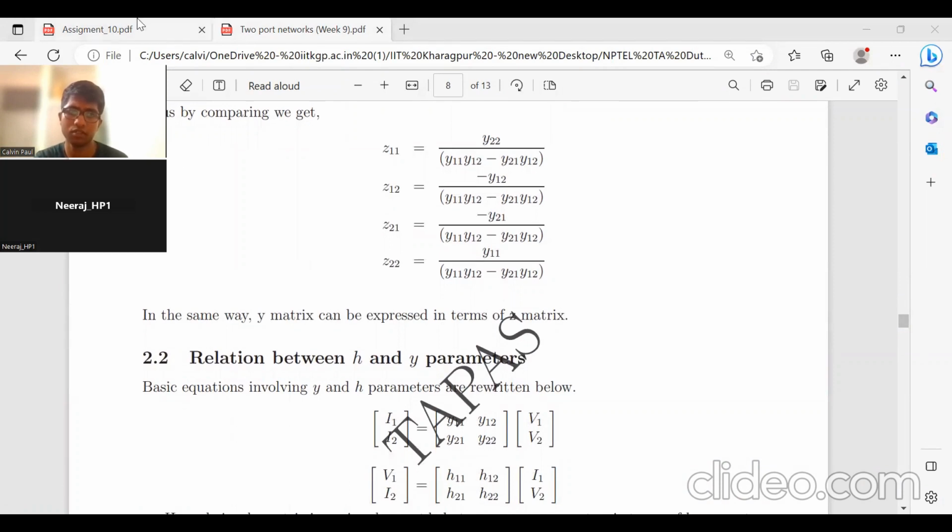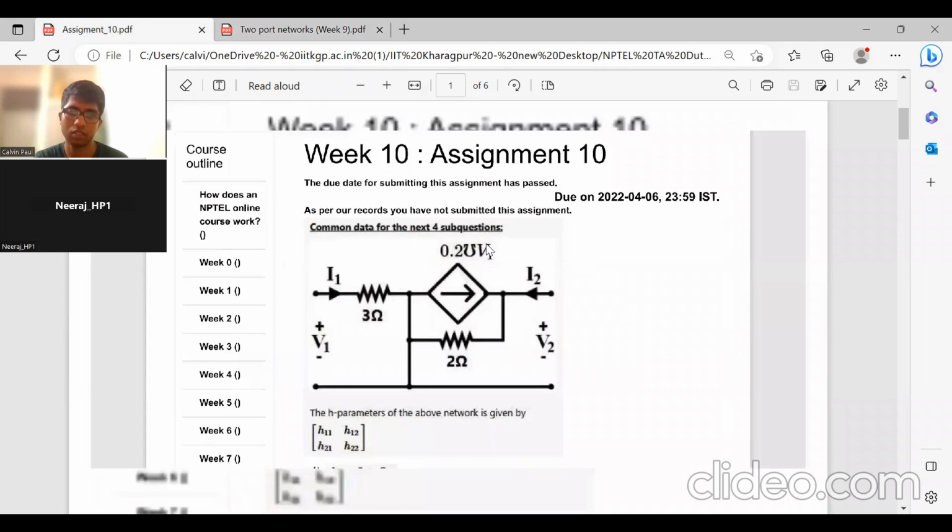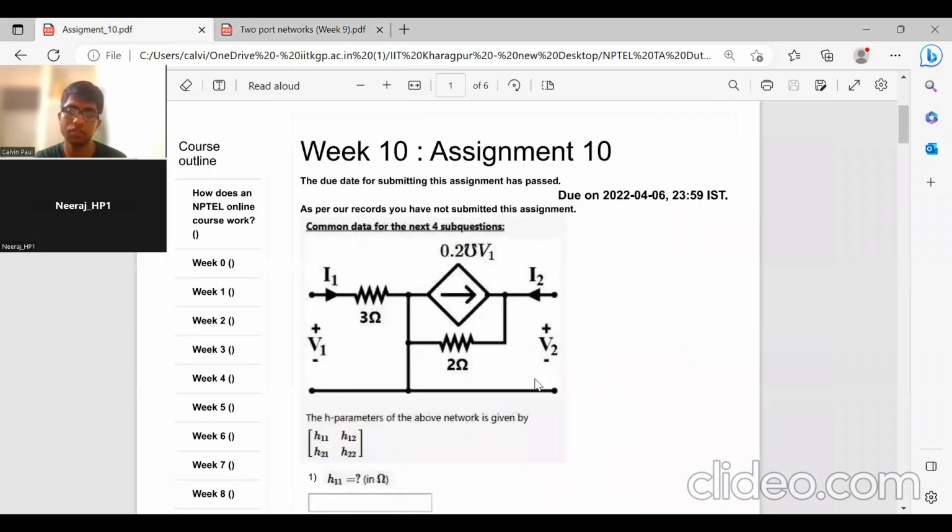Diagram for first question. Yeah, this is the diagram for the first question. Yeah, for second loop equation, we did not find the second loop equation. Here we found the node equation. Okay, so what is the doubt there?